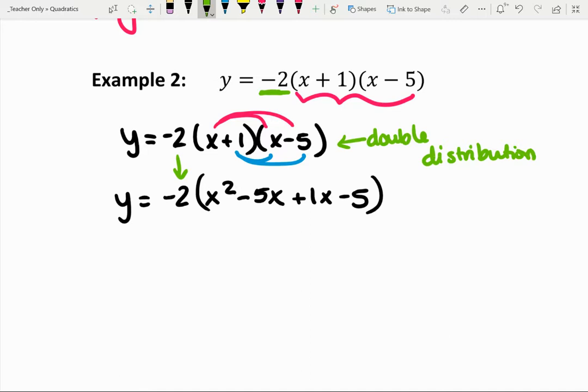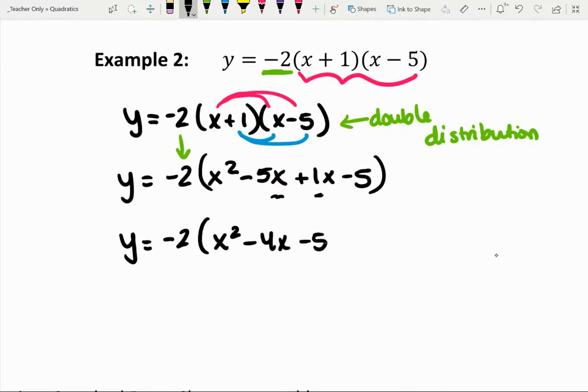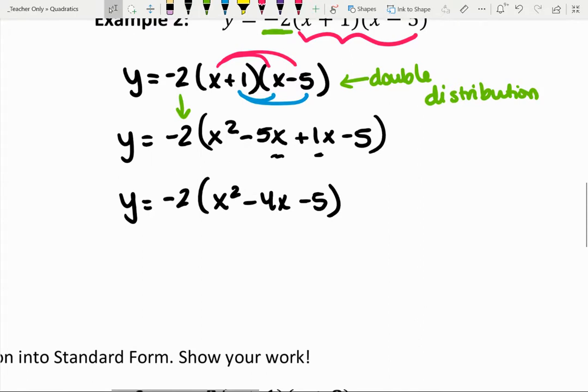If that was all that we had when we used double distribution, that would be almost it. We just have to combine some like terms. Negative 5x and 1x combine to make negative 4x. So I have negative 2 times the quantity x squared minus 4x minus 5. Now I'm almost there. I just need to distribute this negative 2 to everything inside.